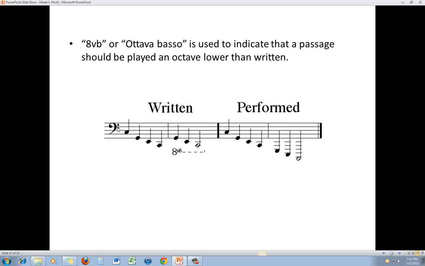Conversely, if you want to go below the bass clef staff or below the treble clef staff, actually the same thing works. 8VB or ottava bassa is used. So again, we have notes going downward, and then this symbol indicates that really you should continue down, and these notes are played an octave lower than they're written. Much easier to perform.